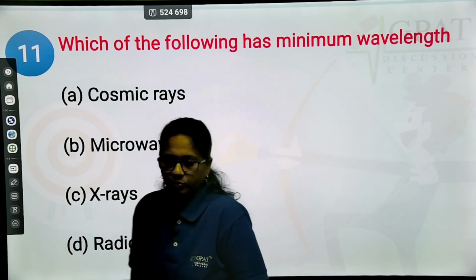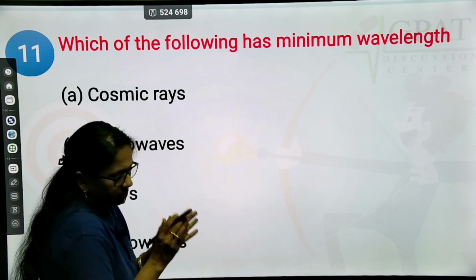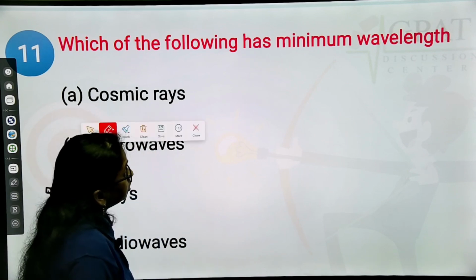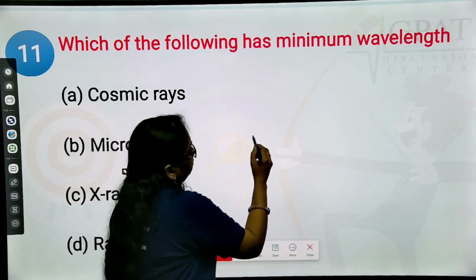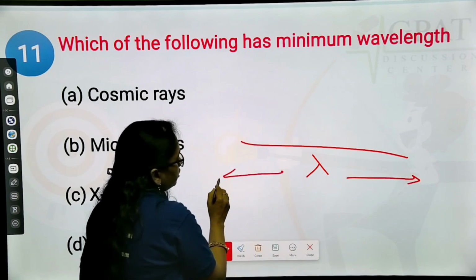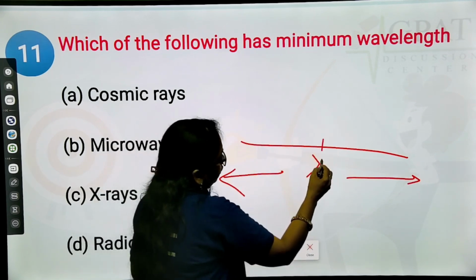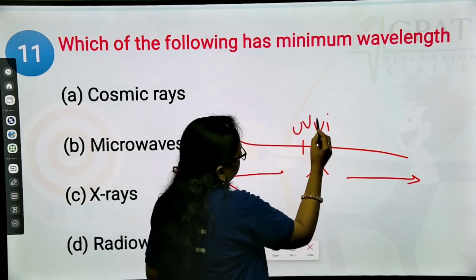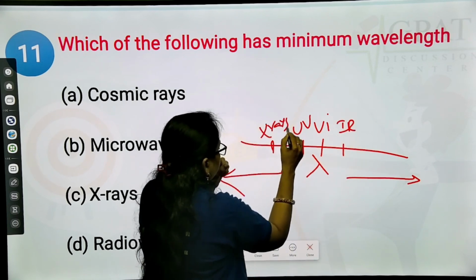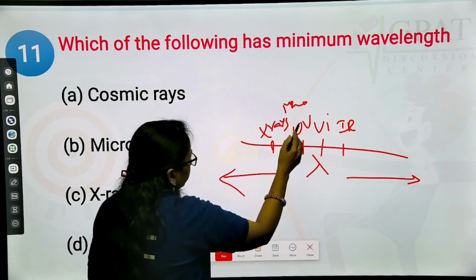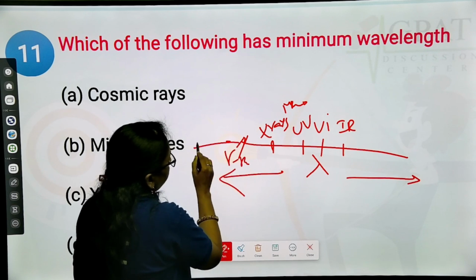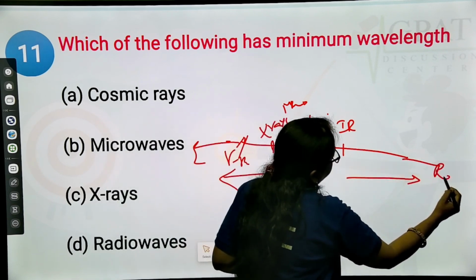Next question, which of the following has the minimum wavelength, that means the lesser. So wavelength, we know that electromagnetic radiation is divided based on the wavelength, if you see. So it is towards the higher side and towards the lower side. If you remember visible radiation, UV, IR, X-rays, microwaves, okay, like this you are going to see, and gamma rays, cosmic rays, and the highest, if you observe, the radio waves, okay.